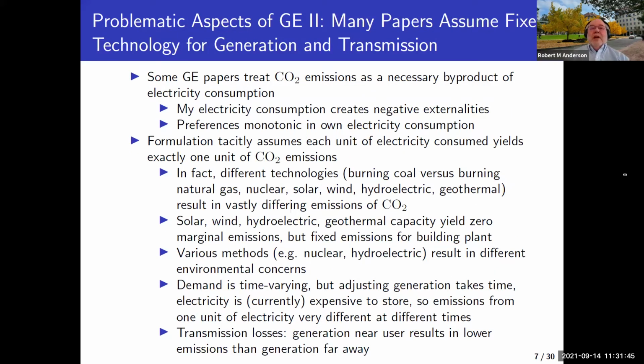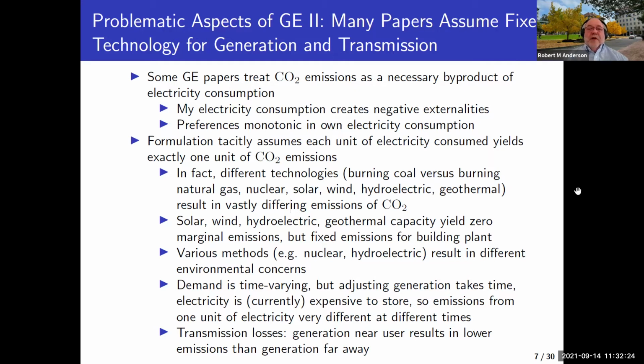Okay, problematic aspect number 2: many papers assume a fixed technology for generation and transmission. Well, this is in the papers that want preferences to be monotonic for the consumption goods. So I can get that if I treat electricity consumption as the good. And it's obviously a value to me. I'm willing to pay for it, so it has a positive price. And consuming more gives me higher utility.